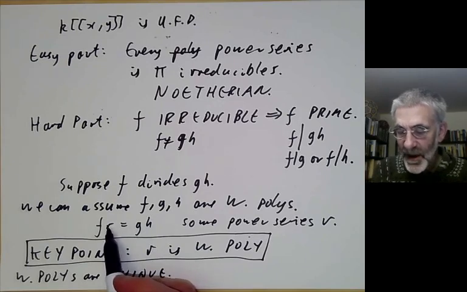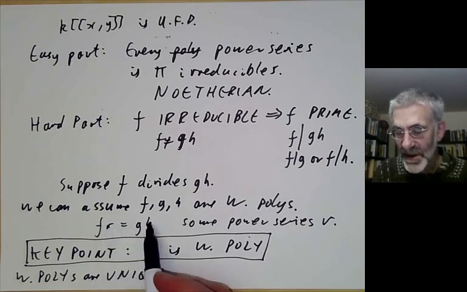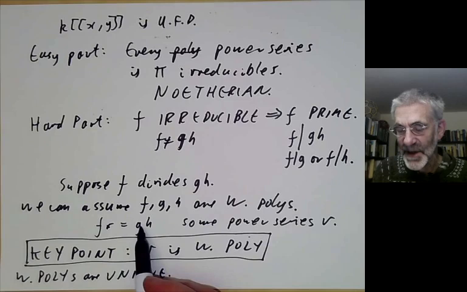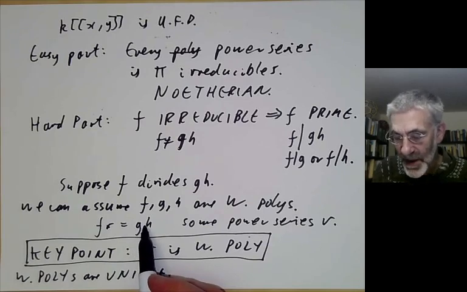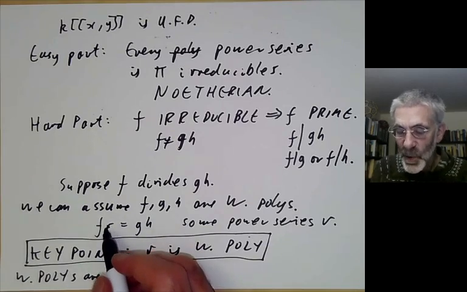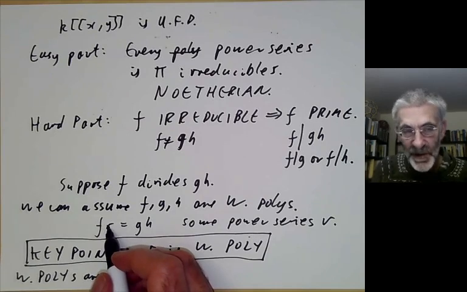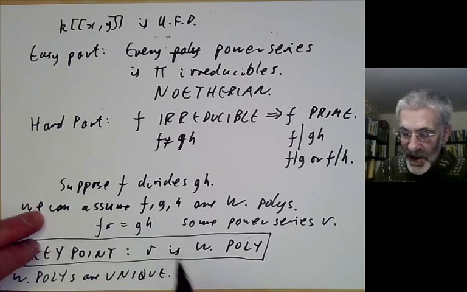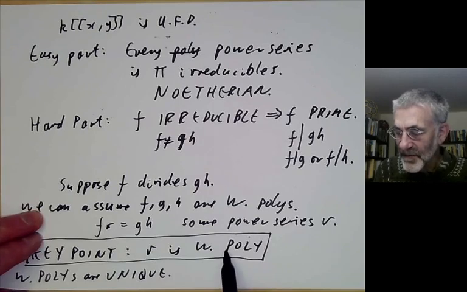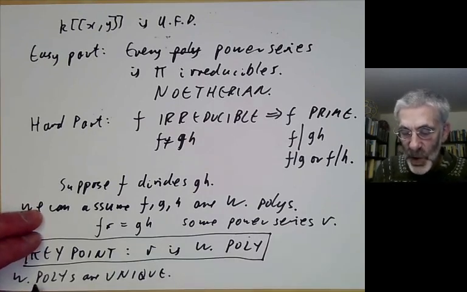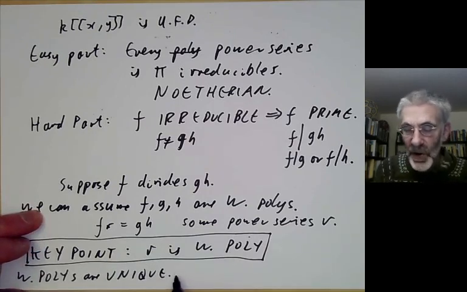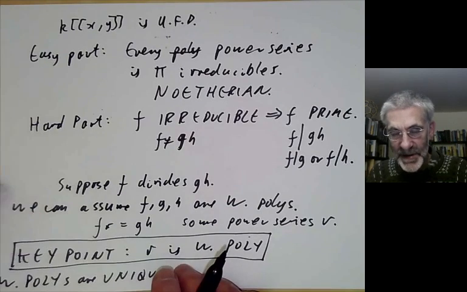If we replace r by its Weierstrass polynomial, then f times r is still a Weierstrass polynomial, and it must be the Weierstrass polynomial of g times h because Weierstrass polynomial is unique. And that means that r must already have been a Weierstrass polynomial to start with. So the fact that r is a Weierstrass polynomial follows from uniqueness of Weierstrass polynomials of formal power series.